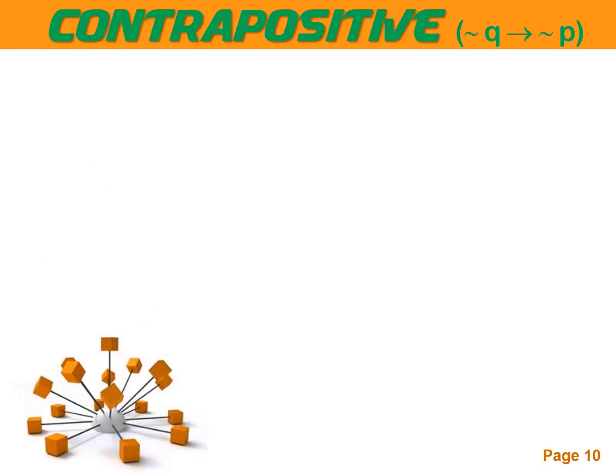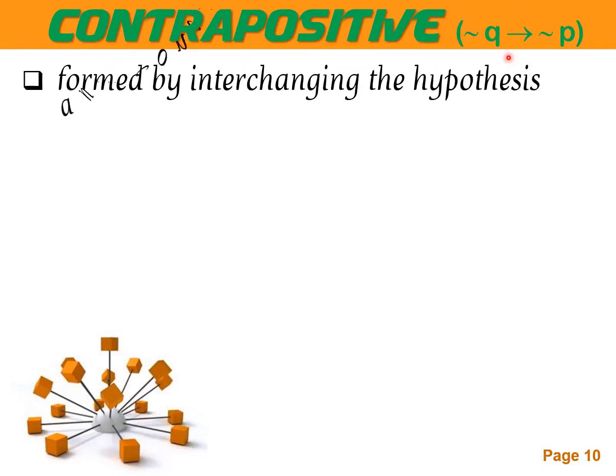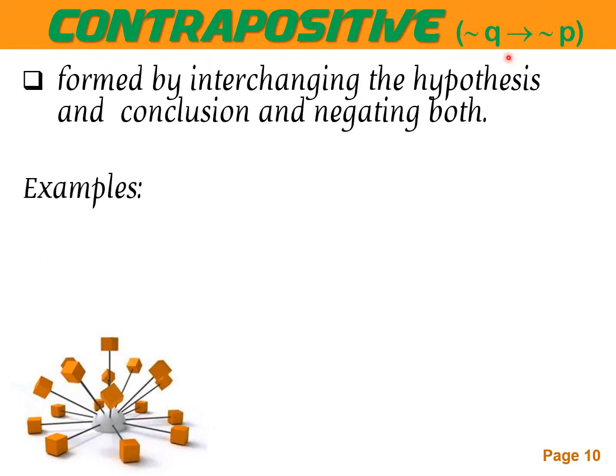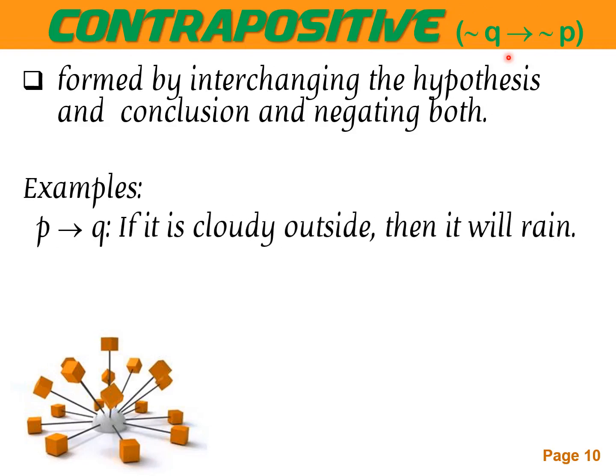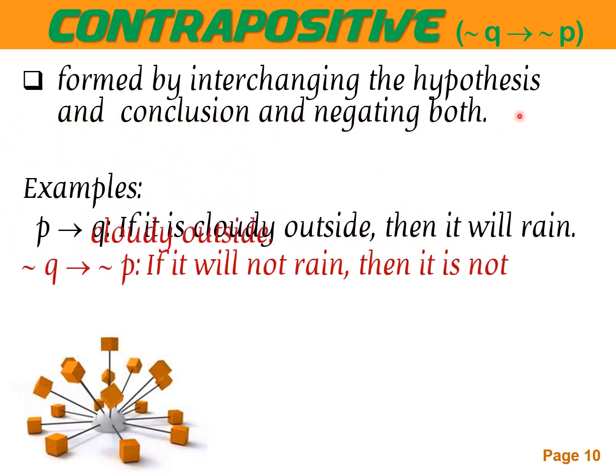Okay, for the contrapositive statement, this will be your symbol, the negation of Q and the negation of P. It is formed by interchanging the hypothesis and conclusion, and then you're going to negate both. Again, for the same given, we're going to negate the conclusion and the premise or hypothesis and then interchange. So your contrapositive statement will be, if it will not rain, then it is not cloudy outside.